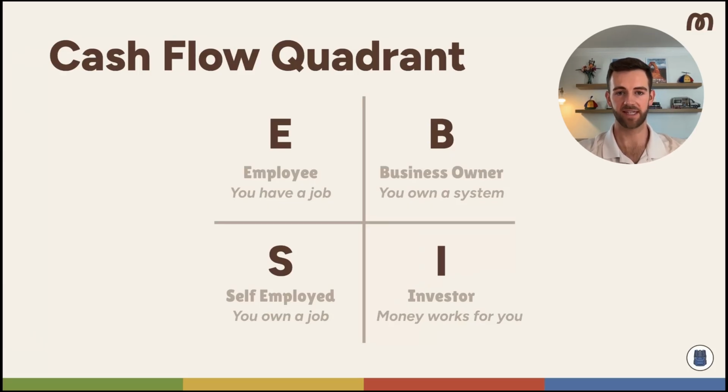And the bottom left is the self-employed bucket, where you own a job. It means you work for yourself. You could be a freelancer, consultant, a solo business owner, an independent contractor.